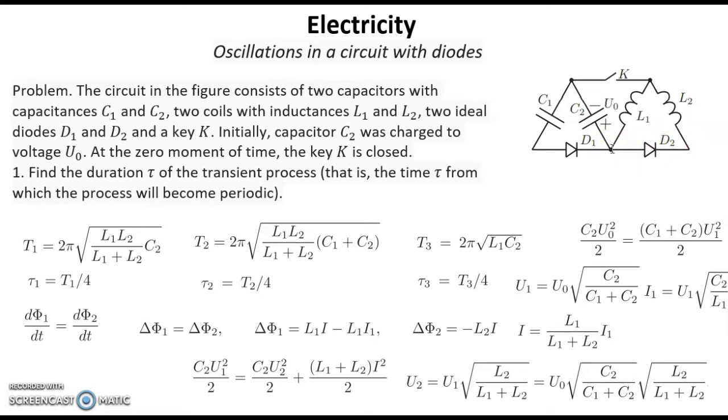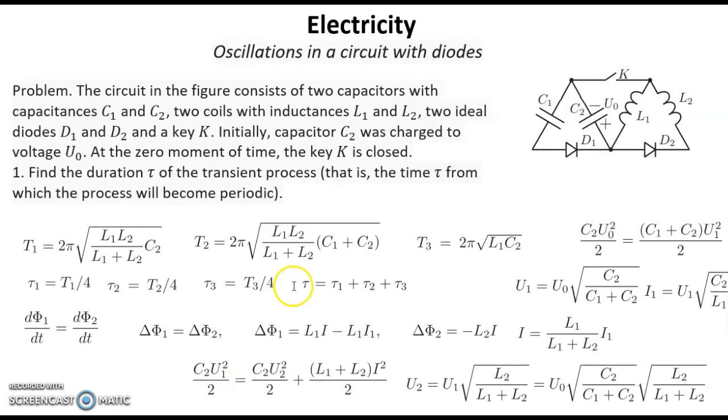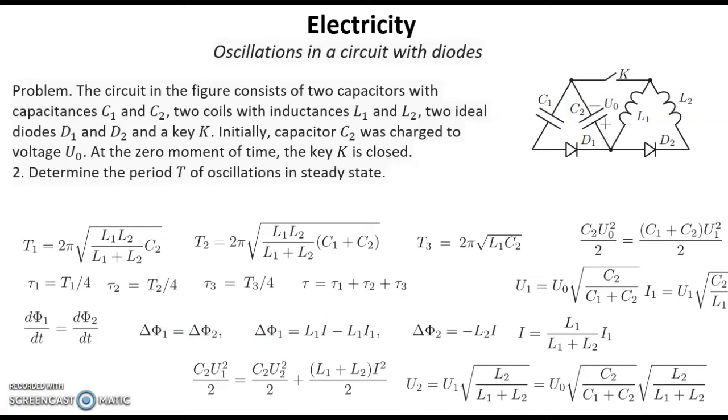Now we see that the periodic process starts after time tau 1 plus tau 2 plus tau 3. That's the answer for question 1, duration time tau. Now let's go for question 2, 3, 4, 5. Question 2. Determine the period T of oscillation in a steady state.